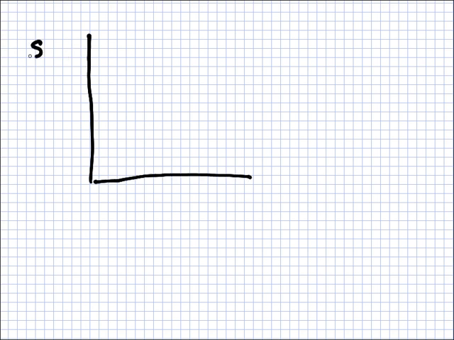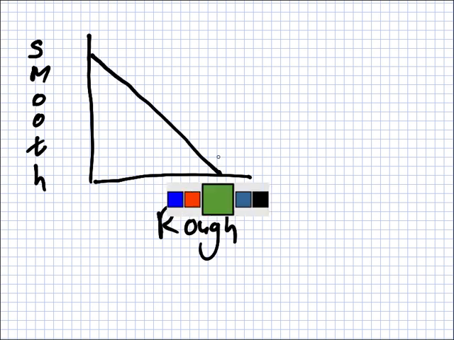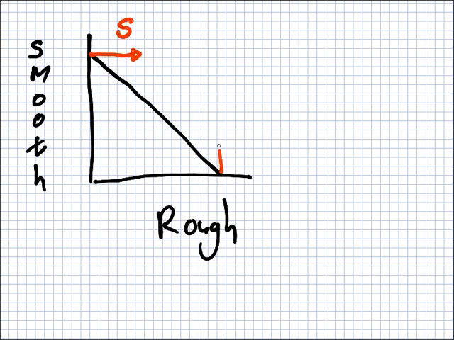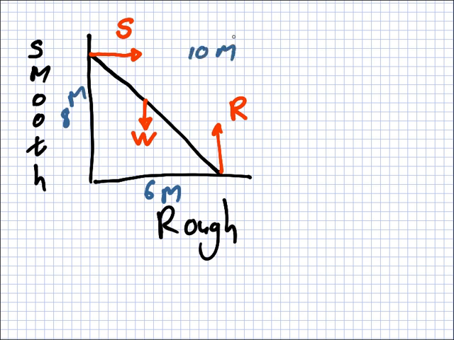Now the wall is smooth and the ground is rough. And here's the ladder. So we'll have a force here. I'll call this S. There's a force here, which is R. There's a force here, which is W. We'll keep all the distances nice and easy. We'll go with 6 meters, 8 meters, and 10 meters for the three sides.